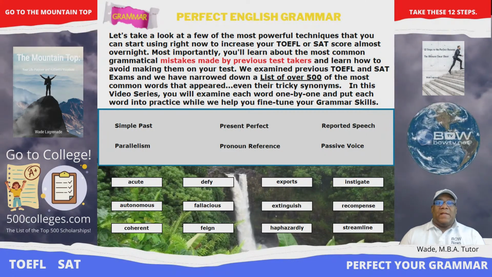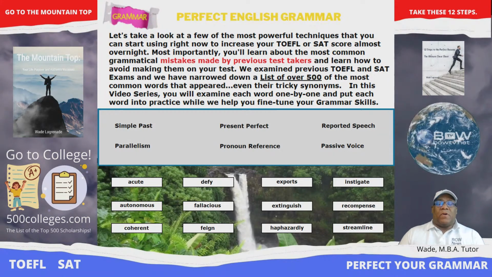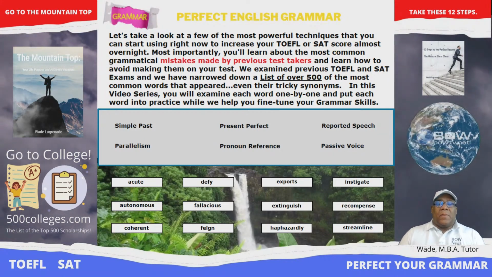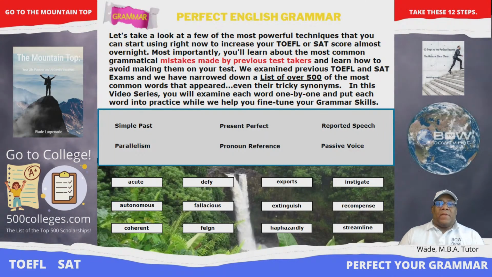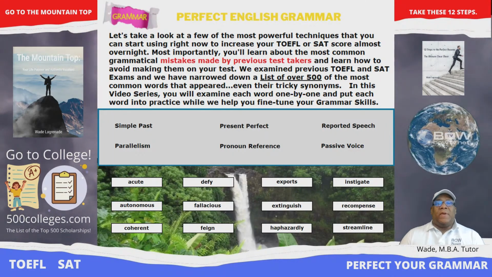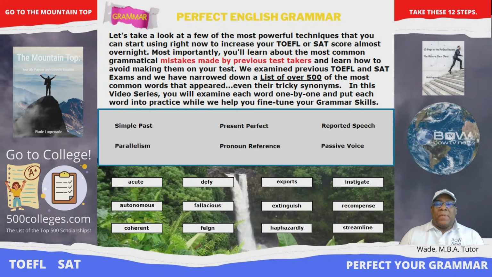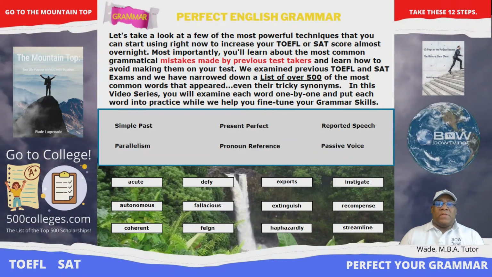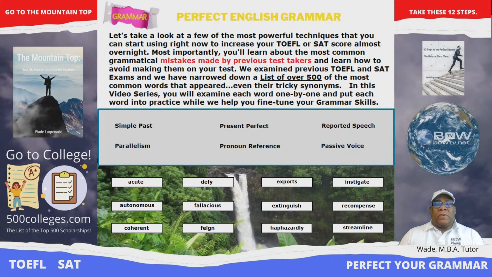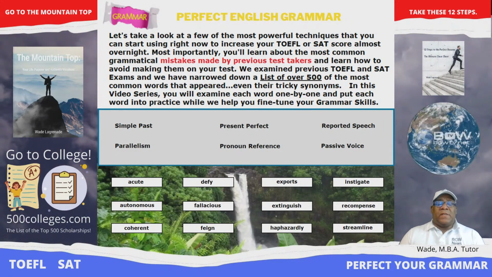We're going to be getting into a little bit more advanced grammar structure, as well as more in-depth words, a little bit more complicated words that you may find on the TOEFL or SAT exam, based on a list of over 500 common words that appeared. Also, we're going to be very focused on concentrating on their synonyms.